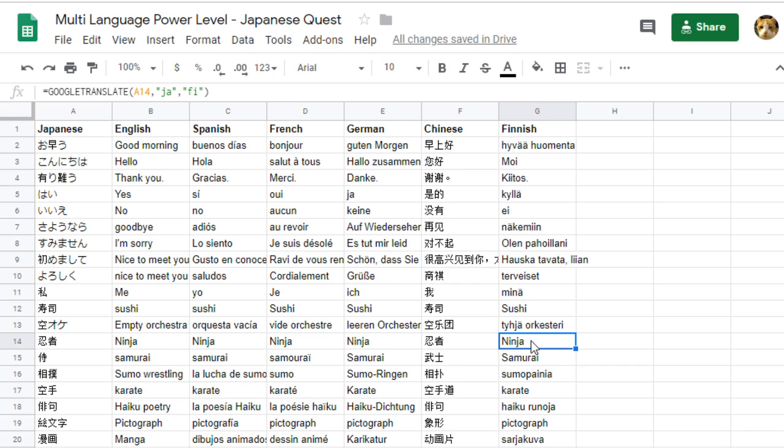Check it out. Ninja is ninja in every language except for Chinese and Japanese, where it's the kanji. Check out samurai. Samurai in each one. Although I like the French samurai, because it's a little bit different. It's got like the two dots. There's a famous movie by that name.